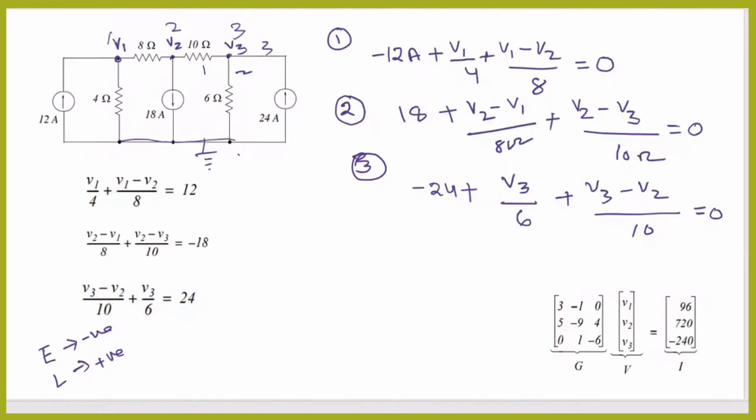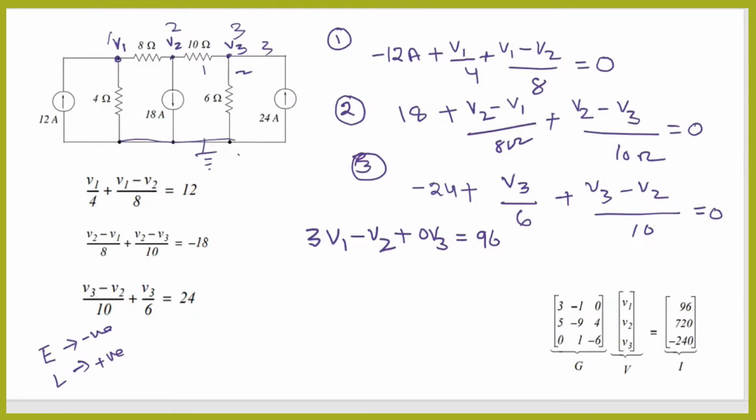So what are the 3 unknowns here? V1, V2 and V3. So simplify these equations. Simplifying these equations, we can write the first equation after simplification as 3V1 minus V2. There is no V3 term, so we have to write plus 0 into V3, is equal to 96. This is the first equation.